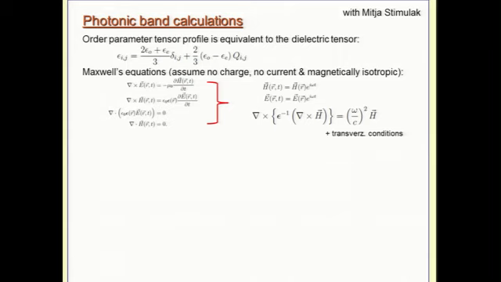Now, the thing we want to do, having written down Maxwell's equations, is to think about photonic bands.